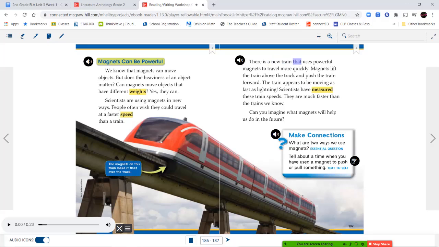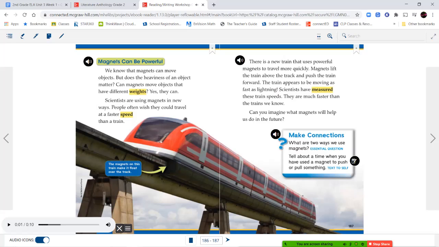There is a new train that uses powerful magnets to travel more quickly. Magnets lift the train above the track and push the train forward. The train appears to be moving as fast as lightning. Scientists have measured these train speeds. They are much faster than the trains we know. Can you imagine what magnets will help us do in the future?